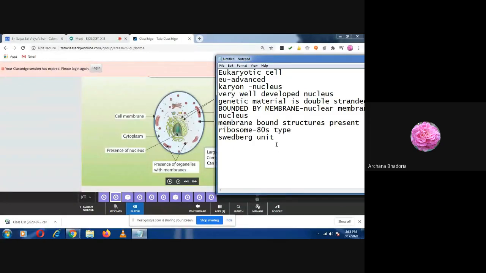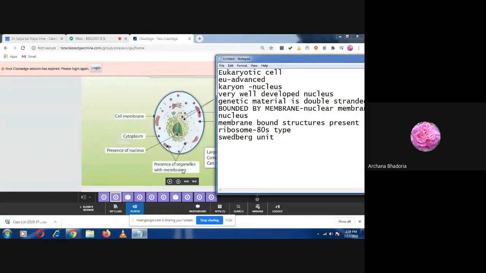According to the weight, the sedimentation takes place. So simply you can remember, the prokaryotic cell ribosome is smaller in size, its sedimentation coefficient is less, weight will be less. But in the eukaryotic cell, it's more than that, and that is why we say 80S, Swedberg unit. Is it clear to everyone? Yes, ma'am. Okay, so now let us see further.